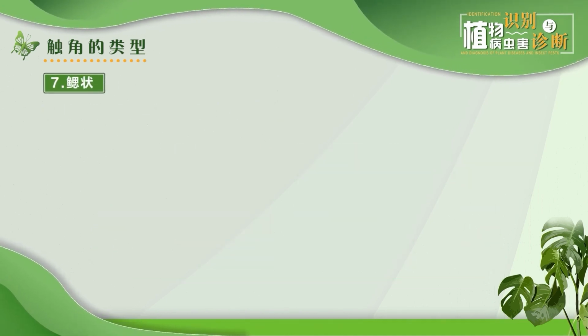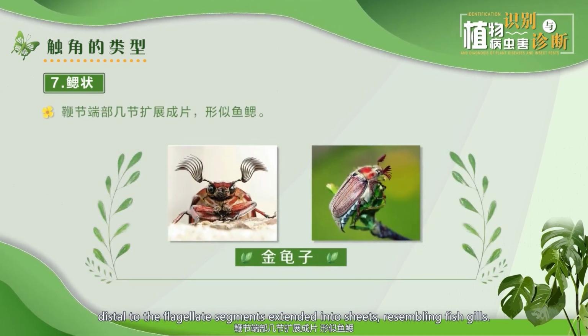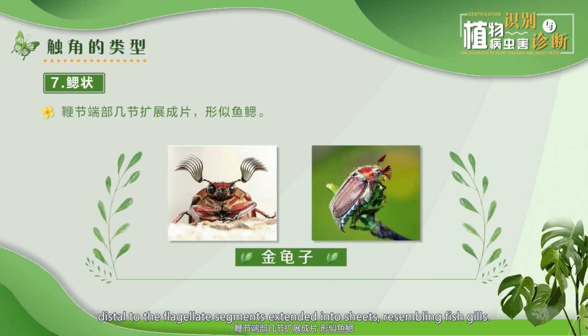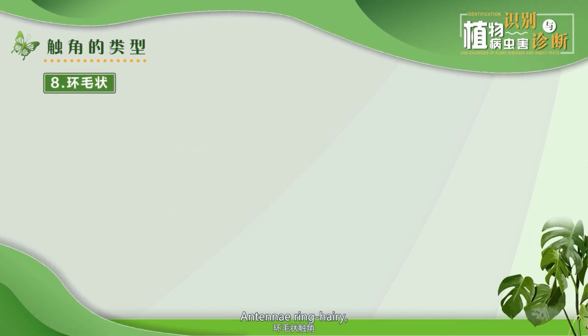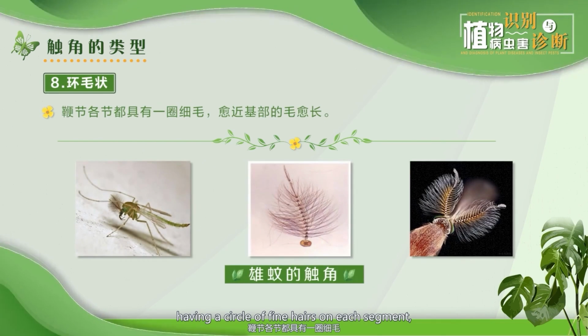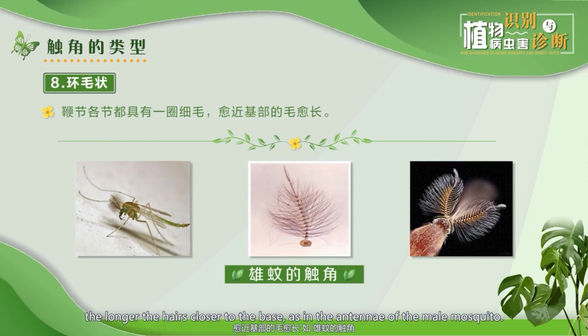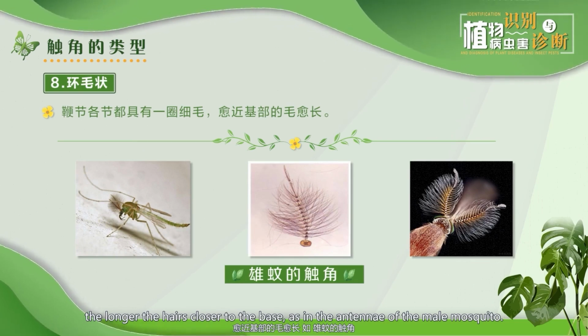Lamellate antennae have the distal flagellar segments extended into sheets, resembling fish gills, like the antennae of a chafer. Whorled antennae have a circle of fine hairs on each segment, the longer the hairs closer to the base, as in the antennae of the male mosquito.